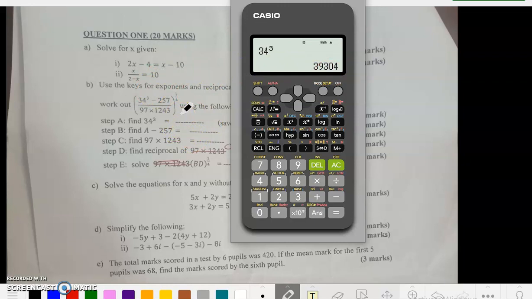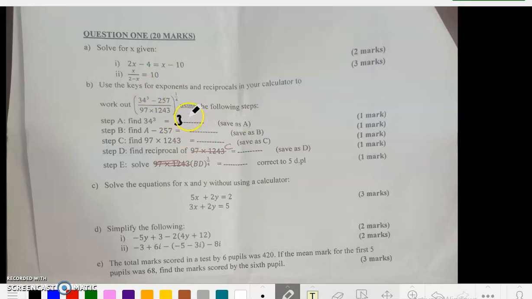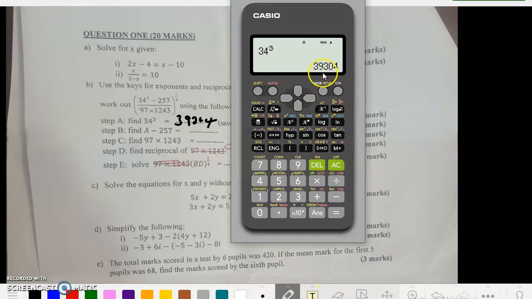So here is 39,304. But you have to save this as A. To save, just press Shift, then Store and A. So now this is saved as A.